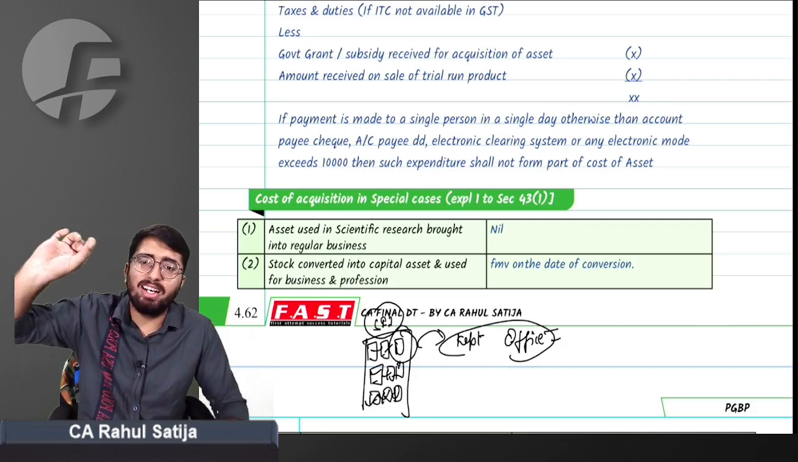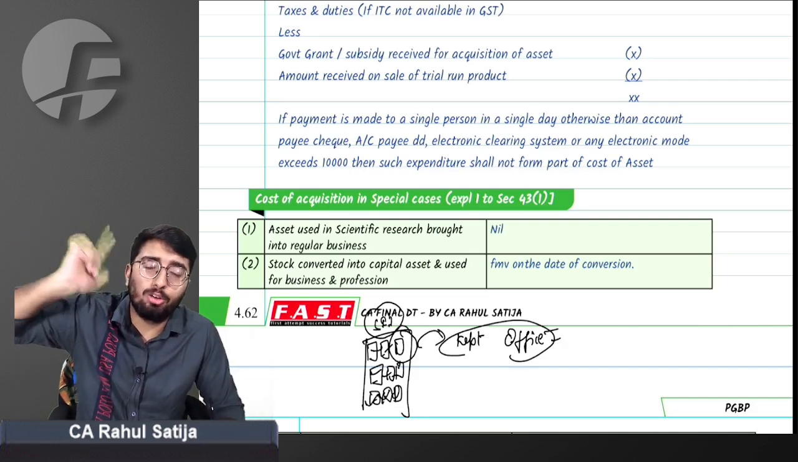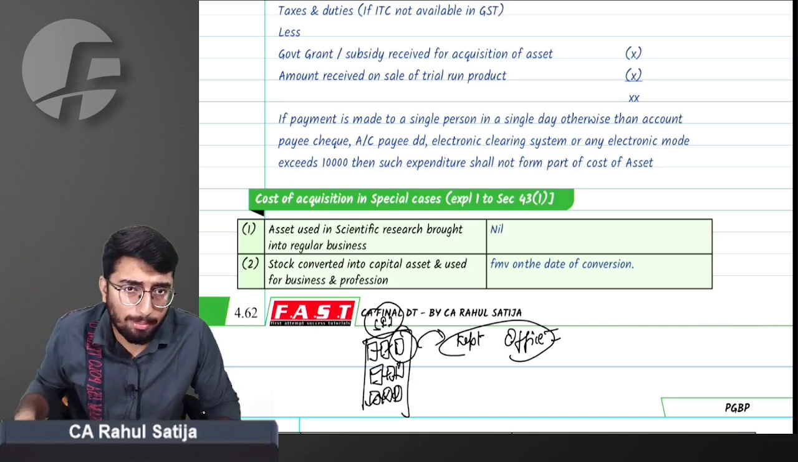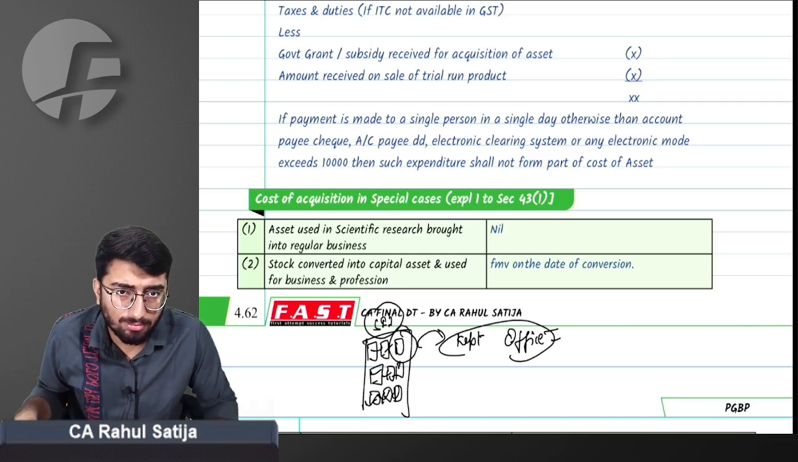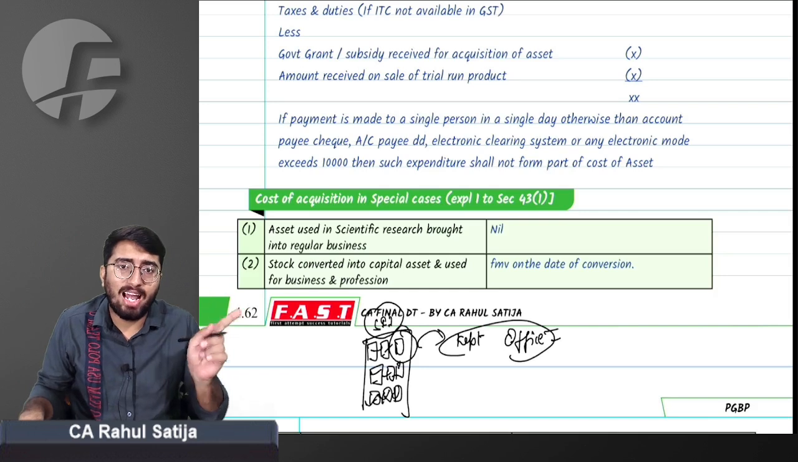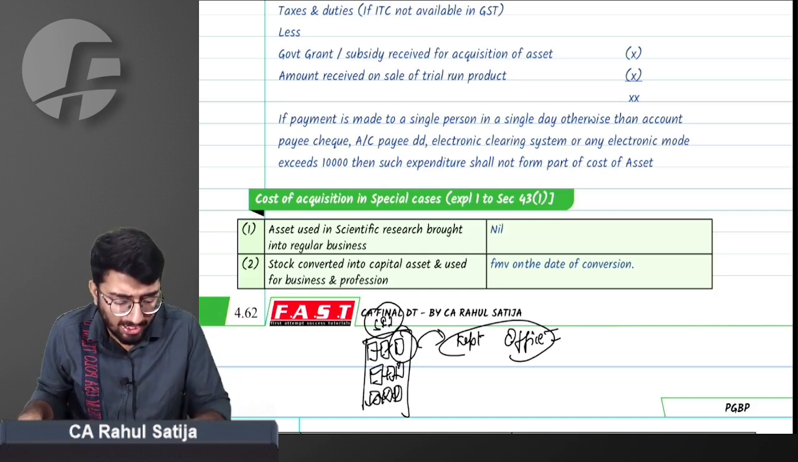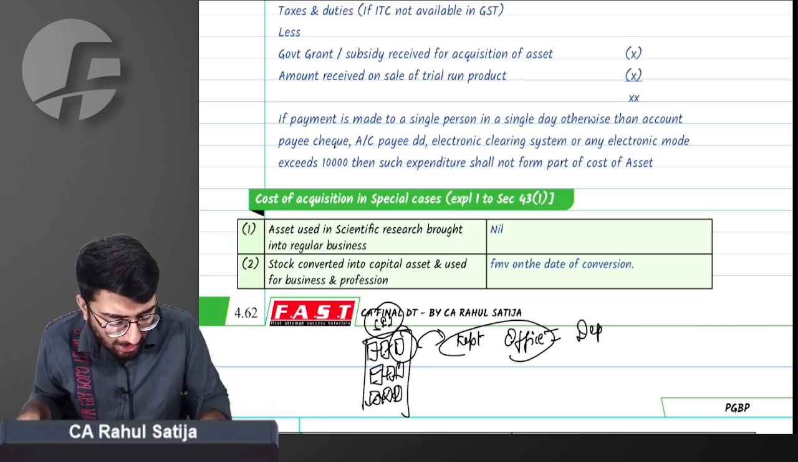Can I say this stock in trade, which was earlier meant to be sold, is now converted into a capital asset? Now this flat will be used for my office premises. Can I say it becomes a depreciable capital asset for me?